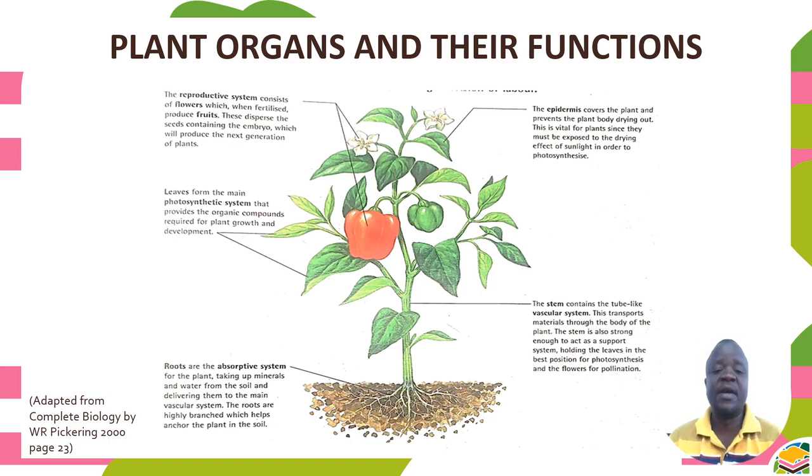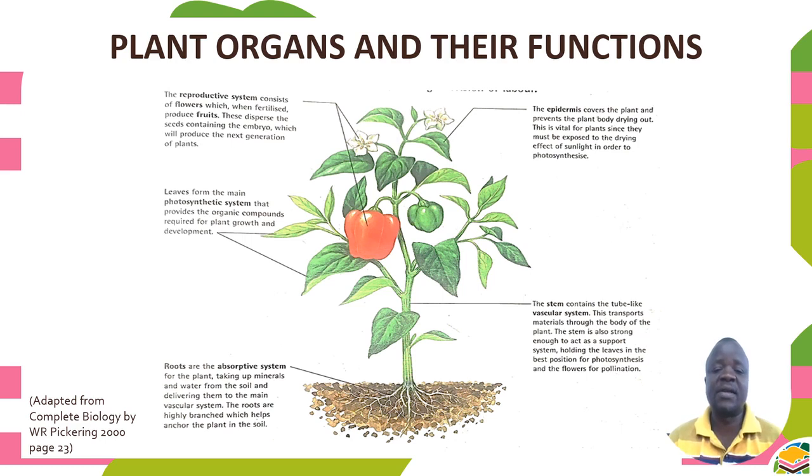But we have the leaves, we have the fruits. Here we have the flowers. These are the flowers here. Then we have the stem. We have the roots here and the internodes, all those. So these are the main plant organs and their functions. But now we look at their functions.